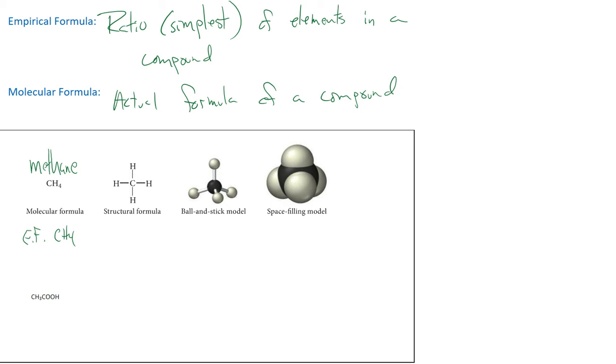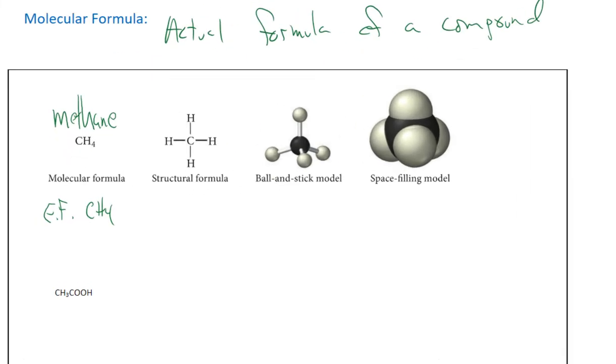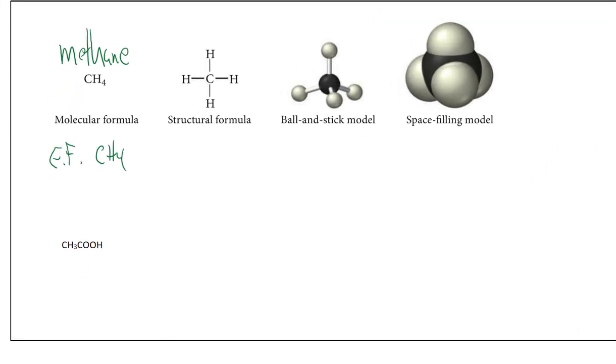Shown here are a few different ways that we can represent methane. We can represent it with a structural formula, where we draw the atoms at right angles to one another. We can represent it with a ball and stick model, where we use balls and sticks to show the geometry. Or we can use a space-filling model, where we show the actual space-filling volumes of these atoms.